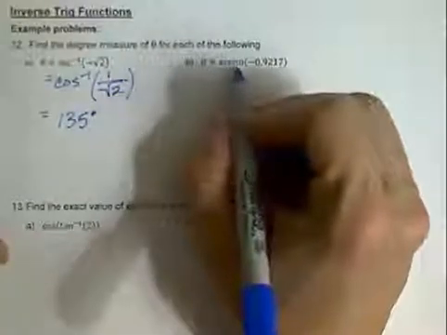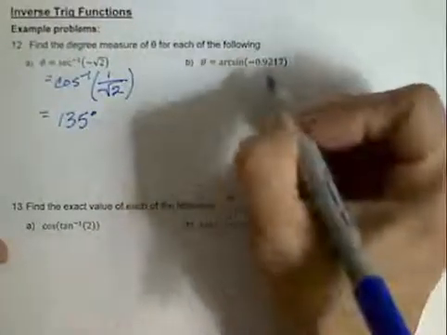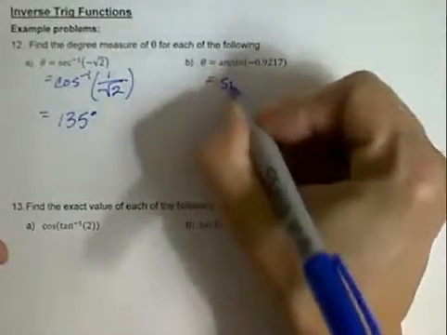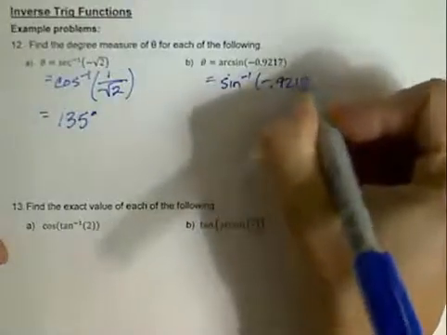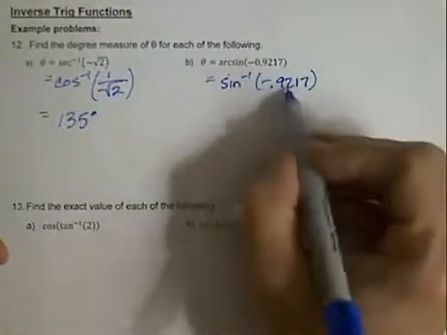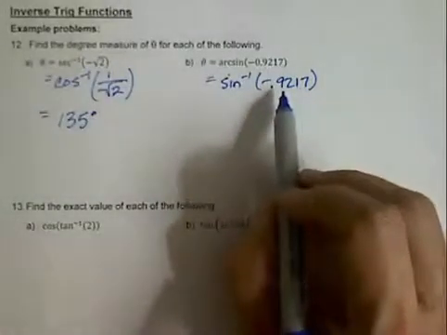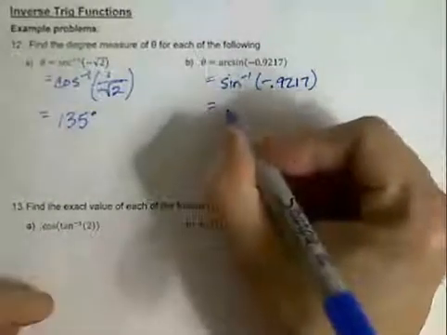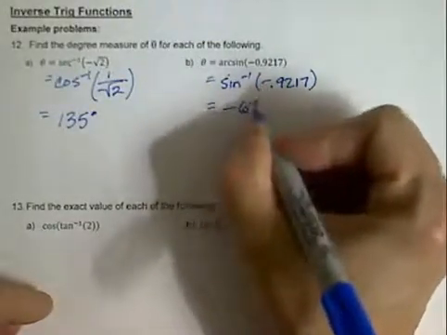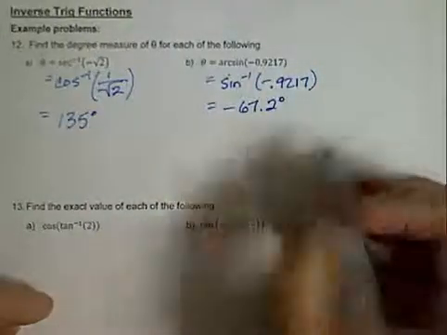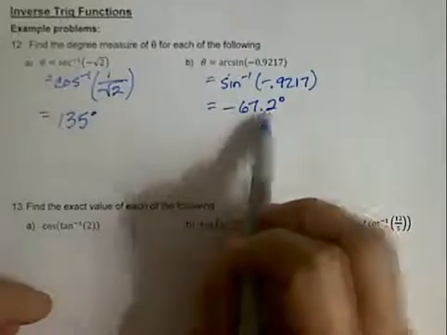Remember that the other notation for the inverse trig functions is if you have arc in front of them. This is the same as the inverse sine of negative 0.9217. This is one that we could just do on our calculator. Again, we're looking for a degree measure, so we're going to leave our calculator in degree mode. On the calculator, this is going to give us a negative angle, negative 67.2 degrees.